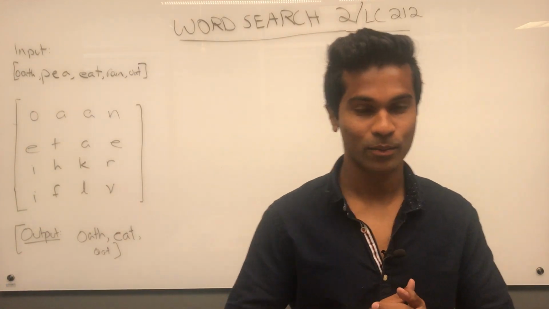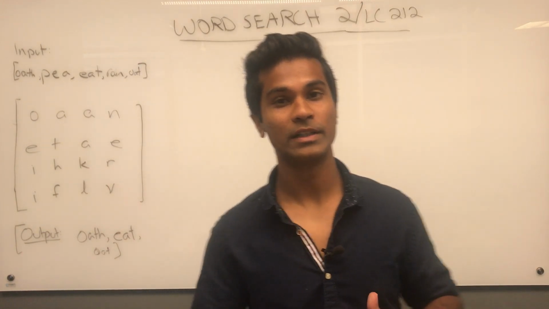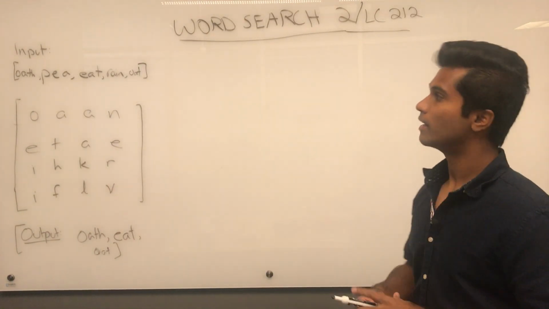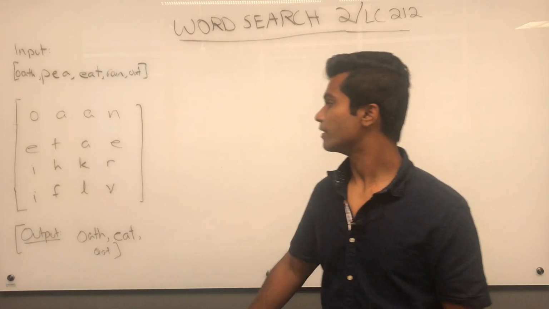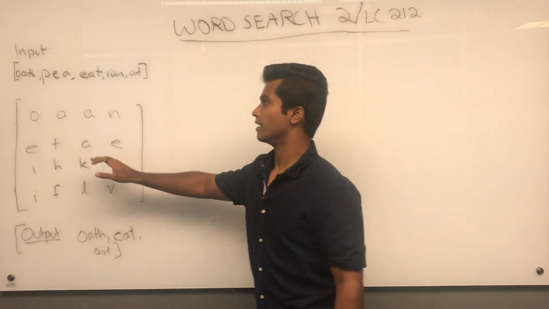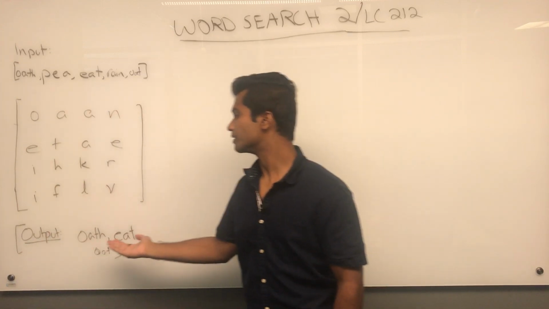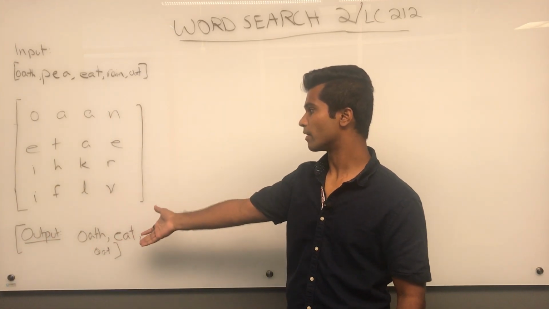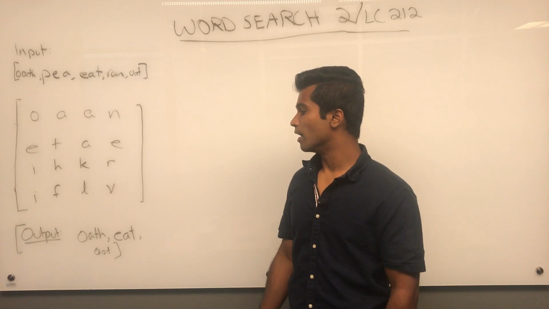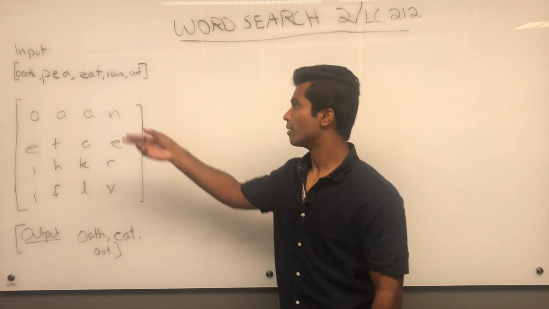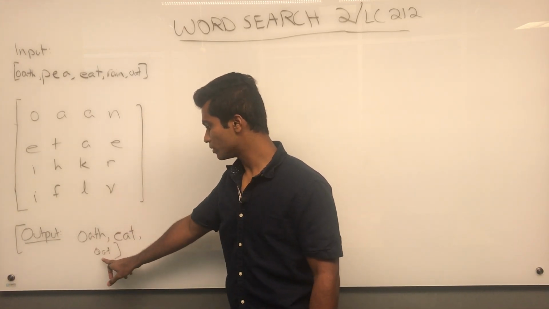What's up everyone? Today we're going to go over Word Search 2 or Leetcode 212. Now the input is going to be a 2D grid of characters like this and a list of words, and the output needs to be all the words that can be found on that grid. Now how that happens, how do we get oath, oat, and eat?